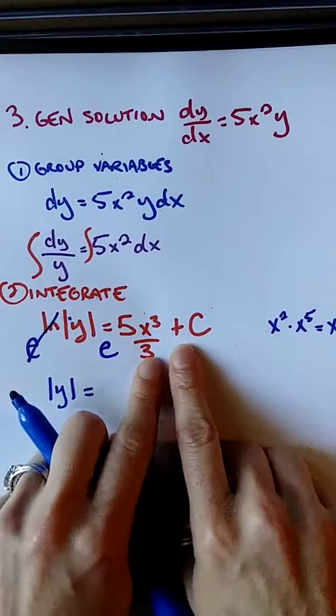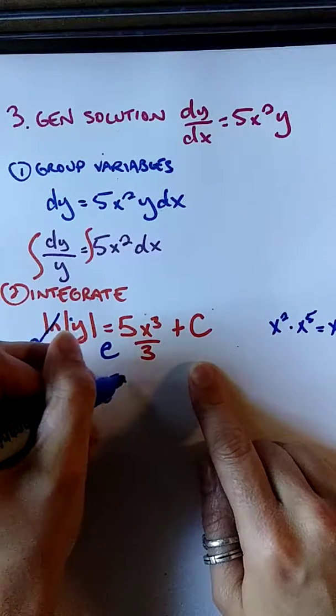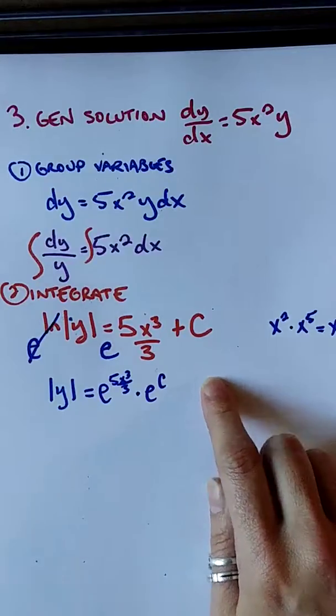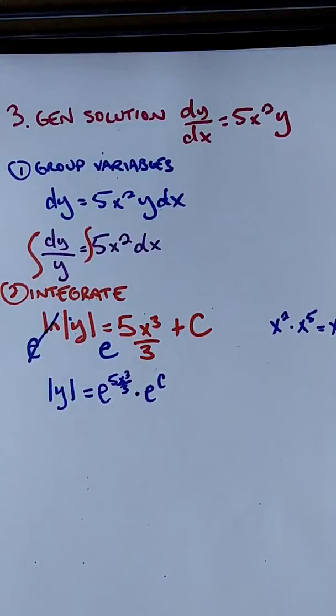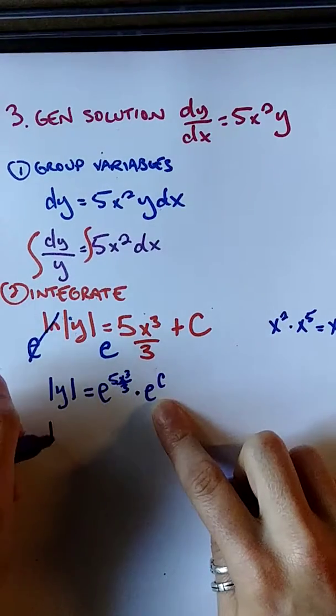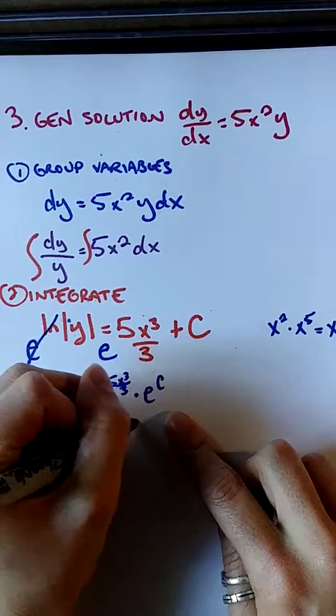So I'm going to take these two things in my exponent and break these up into two pieces. I'm going to have e to the 5x cubed over 3 times e to the c power. And just like we saw with multiplying c by a constant or raising c to a power or rooting c, whatever we do to c, it stays c because c just means some number I don't know. So if I raise e to the power of some number I don't know, it just becomes a new number that I still don't know. So this is just going to be c. So the absolute value of y is c times e to the 5x cubed over 3.